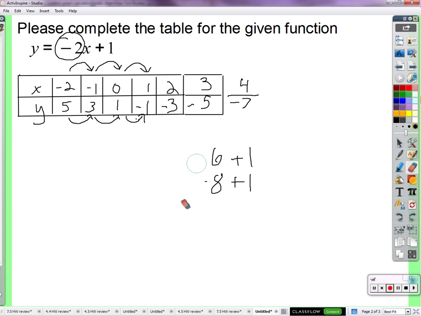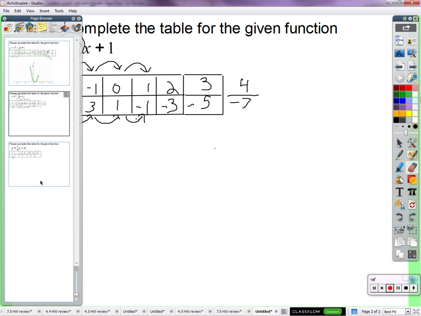So, lots of graphs, lots of functions have different kinds of patterns. This has a nice, steady, stepwise pattern. Just over and down, over and down, over and down. X goes over 1, y goes down 2. X goes over 1, y goes down 2. Nice steady pattern, what we call a linear pattern.